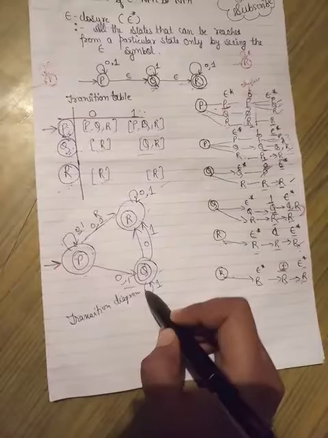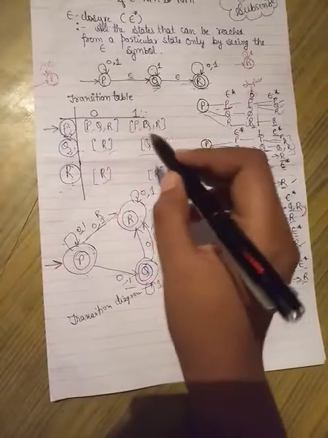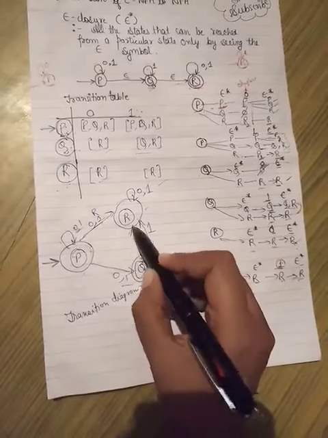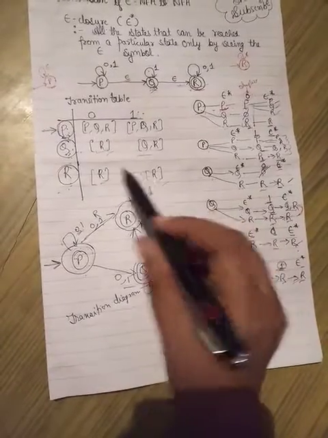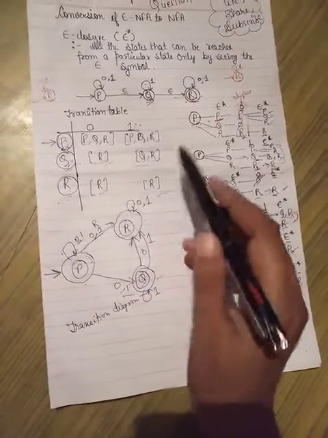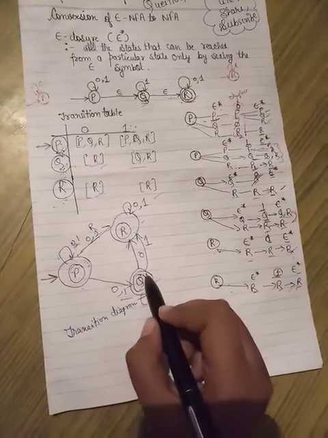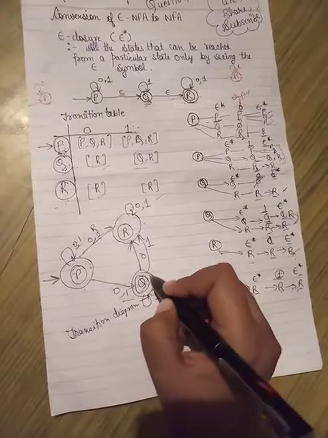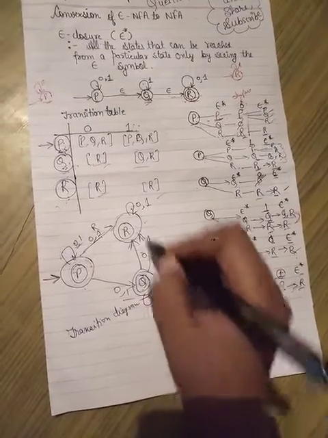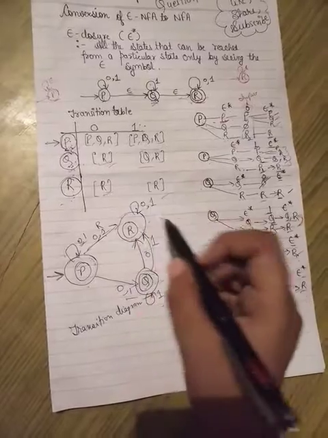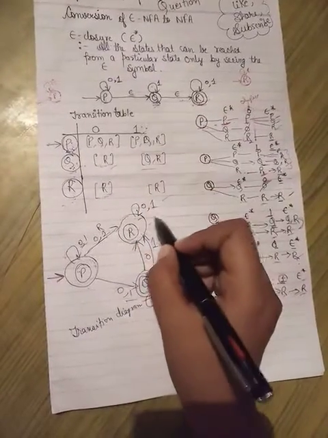Next, what about this Q? Q on 0 it goes to R. So here you can see Q on 0 it goes to this R, and Q on 1 it goes to QR. So on getting input 1 it goes to Q also and it goes to R also. Next for R on getting input 0 it remains in itself, and for 1 it also remains in itself.